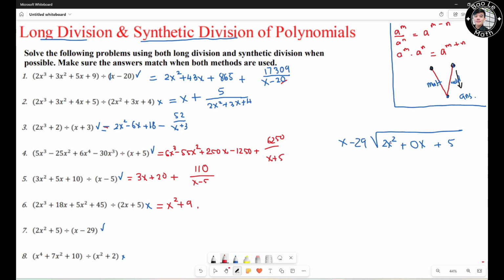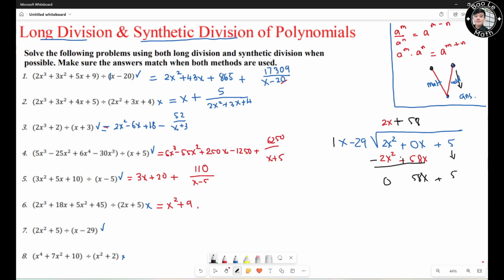Alright, 2s squared divided by s, it could be 2s. Now multiply back, it could be 2s squared. 2s times negative 29, it's going to be negative 58s, so it will be minus 58s. Now you just change the sign, so it's negative plus, add them up, it's going to be 0. This is 58s, bring this one down, plus 5.